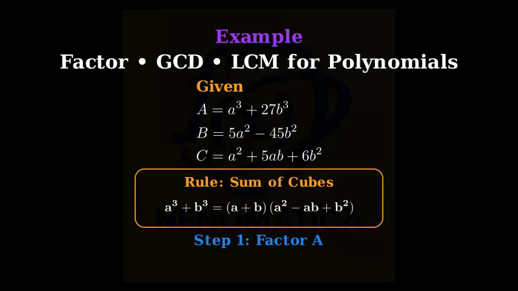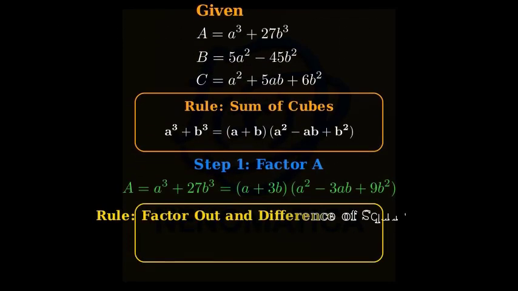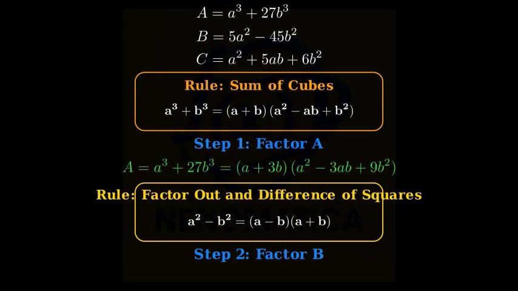Factor a using the sum of cubes with b equal to 3b. Next rule: factor out a common constant and use the difference of squares. a squared minus b squared equals (a minus b)(a plus b). Step 2. Factor b. Pull out 5, then factor a squared minus 9b squared.